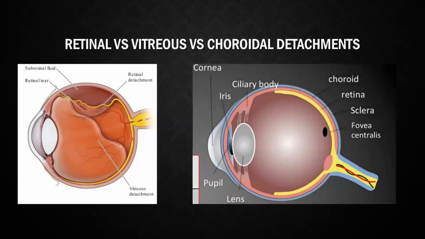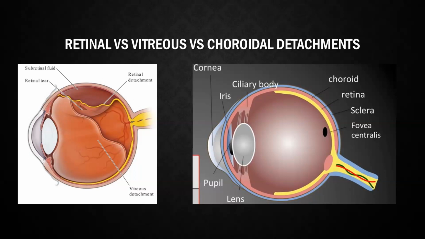So I have two different pictures here. On the right, you can see just the normal anatomy of the eye. This yellow part, again, is the retina, and you can see it attaches here to the optic disc. And then deep to that is the choroid. And then this pink area in the center here is your vitreous body.